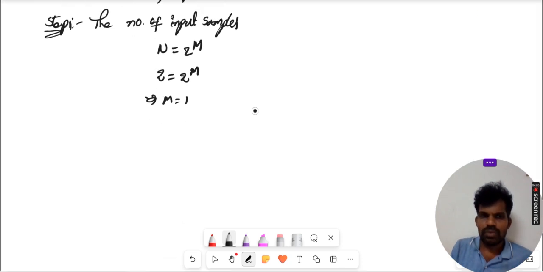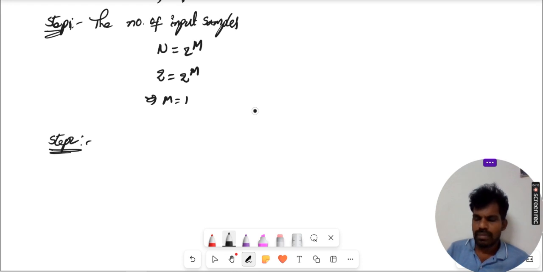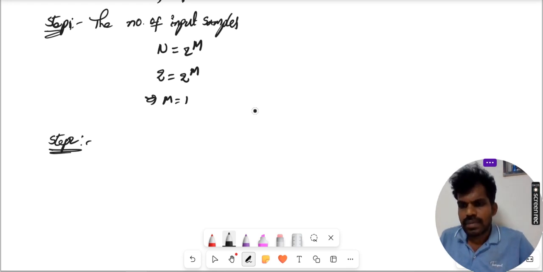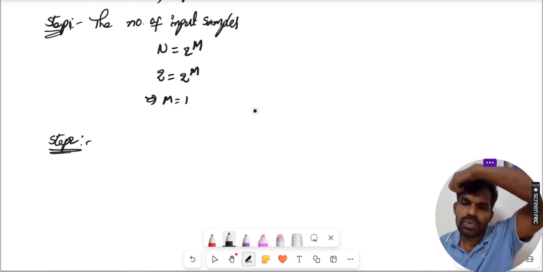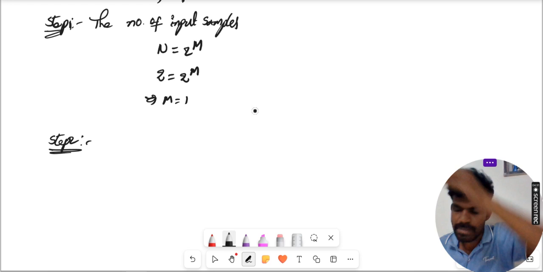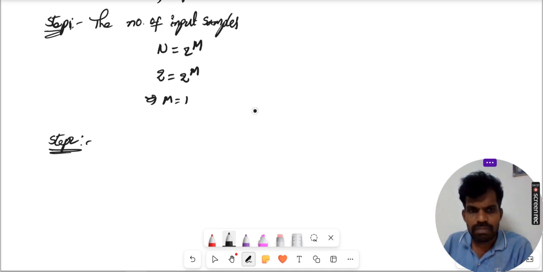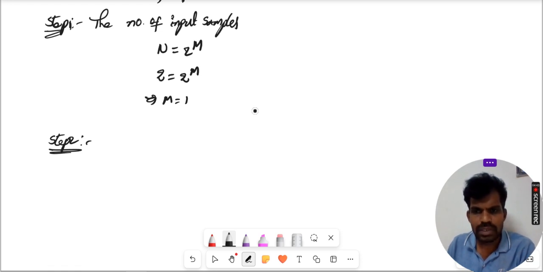Next, coming to step 2. In the step 2, we are going to use step 1, that is, the number of samples we got. What is the step 2? In the step 2, we are going to take the input sequence in bit reversal. Input sequence through bit reversal.